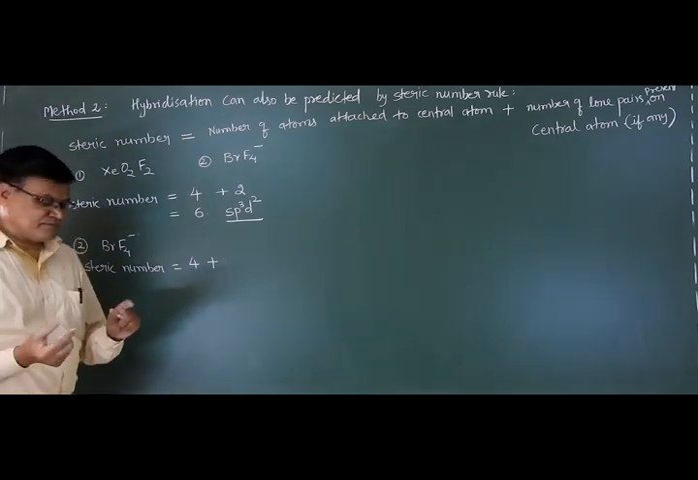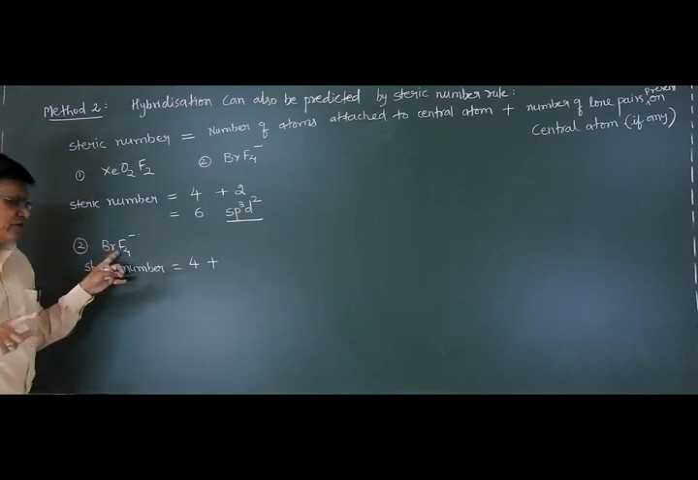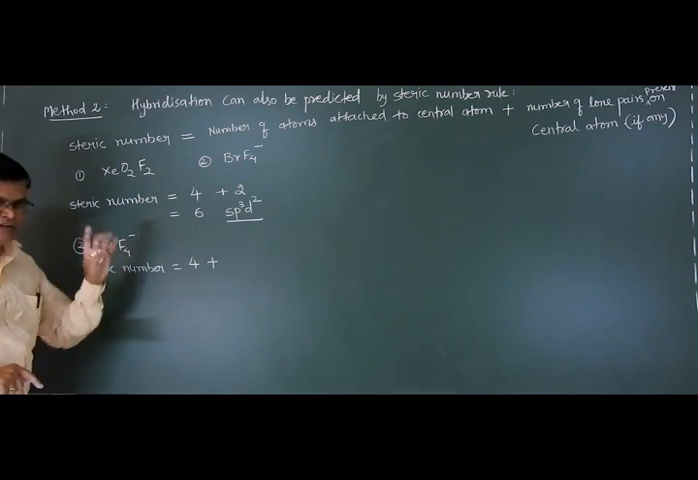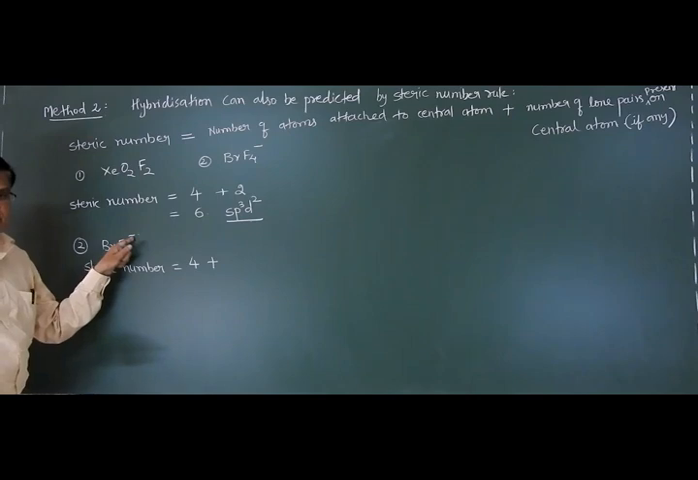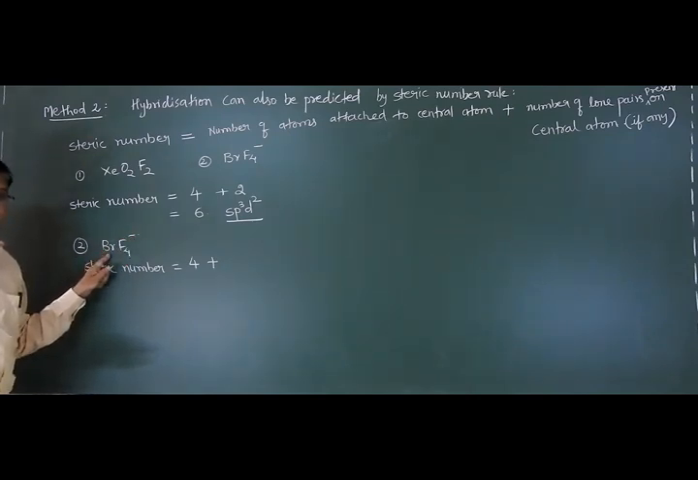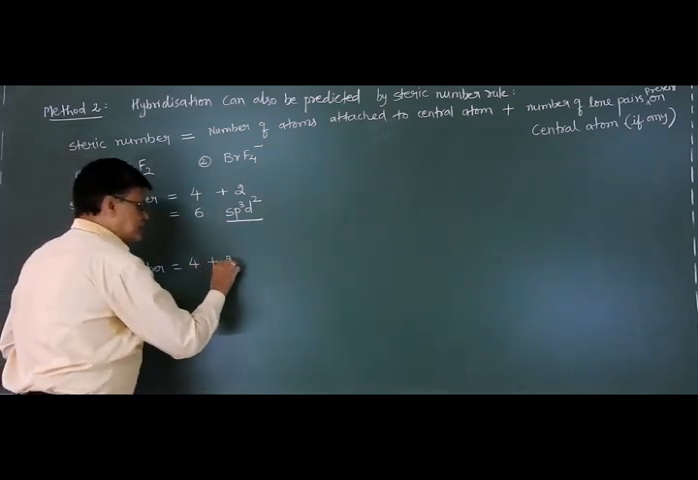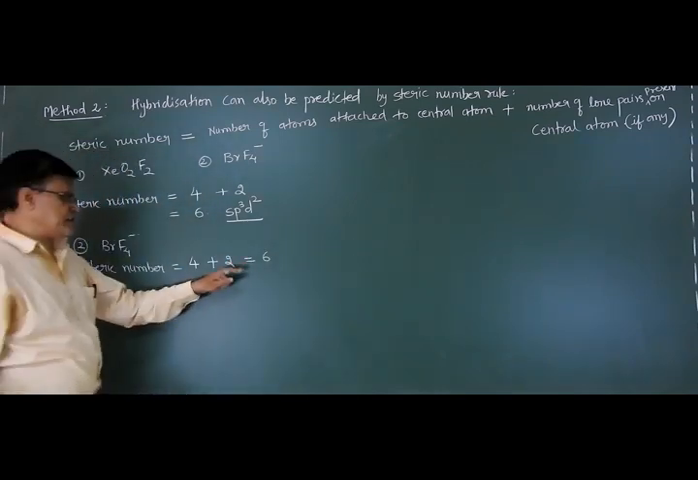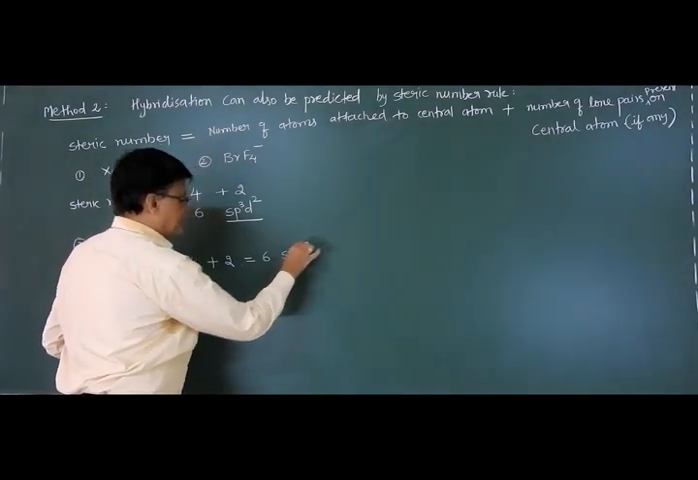Bromine has 7 electrons, no? 5 plus 2, 7 electrons. Out of 7, 4 electrons are involved in the bond formation with fluorine. 7 minus 4, 3. One negative charge is there, so 4 electrons are present on bromine. Means how many lone pairs? 2 electrons, 1 lone pair. 4 electrons, 2 lone pairs. 4 plus 2, 6. Understood? 4 plus 2, 6. sp3d2: 3, 4, 5, 6.